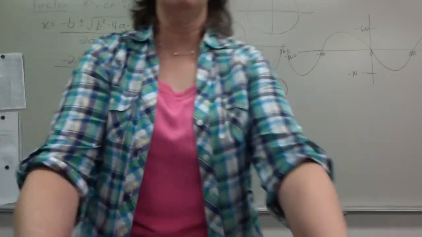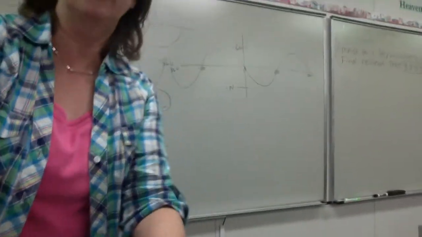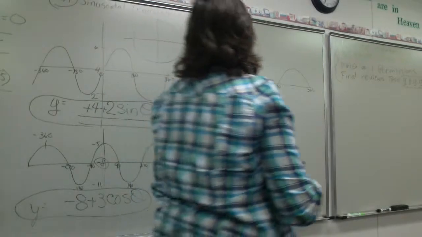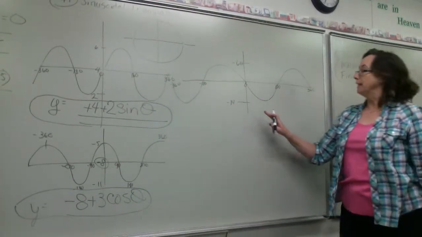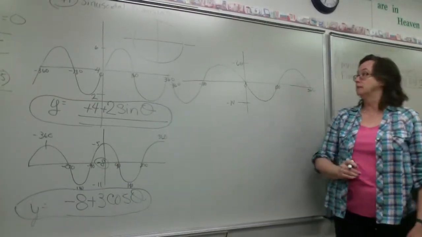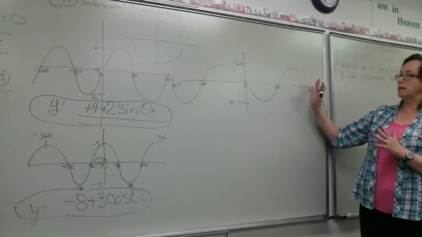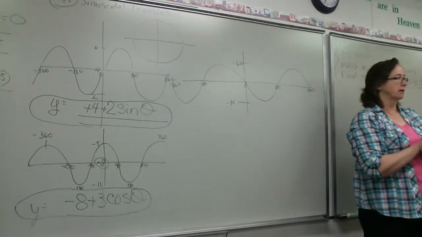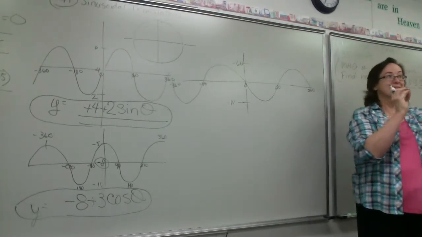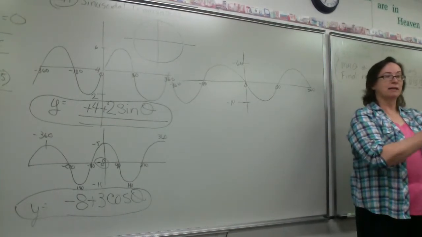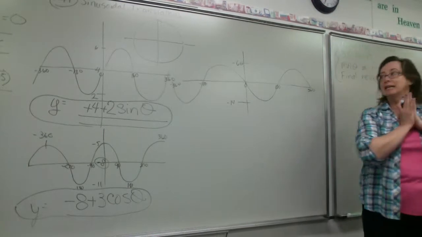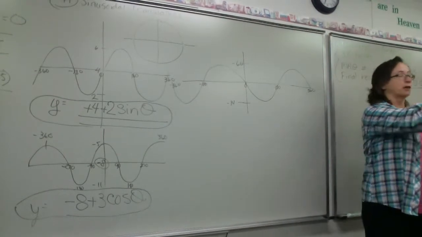Okay, let's go look over here at this last one. Now this one is the same type of thing. What type of function would you give this? It is a sine. What kind of sine? Negative, because it goes down. Sine, because it's going down first.